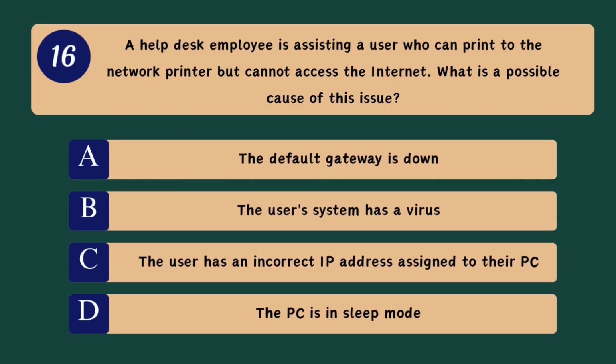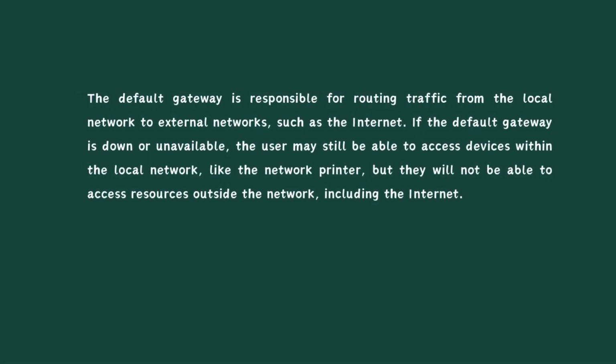Question 16. A help desk employee is assisting a user who can print to the network printer but cannot access the Internet. What is a possible cause of this issue? A. The default gateway is down. B. The user's system has a virus. C. The user has an incorrect IP address assigned to their PC. D. The PC is in sleep mode. Correct answer. A. The default gateway is down. The default gateway is responsible for routing traffic from the local network to external networks, such as the Internet. If the default gateway is down or unavailable, the user may still be able to access devices within the local network, like the network printer, but they will not be able to access resources outside the network, including the Internet.